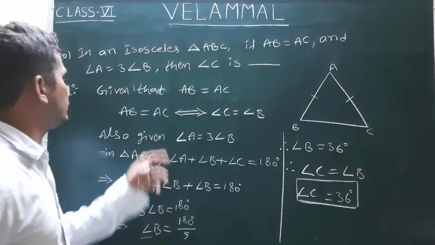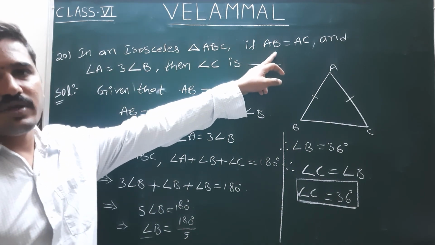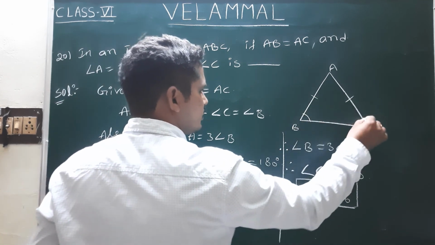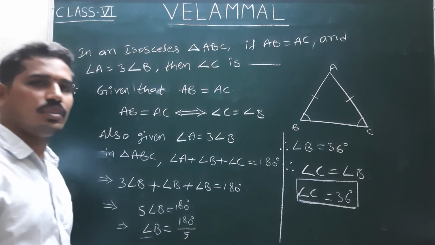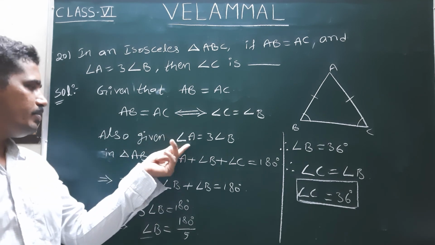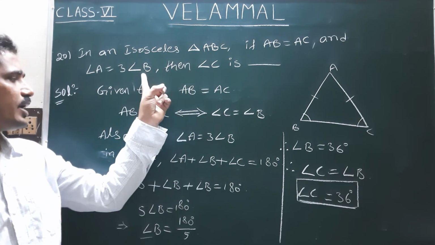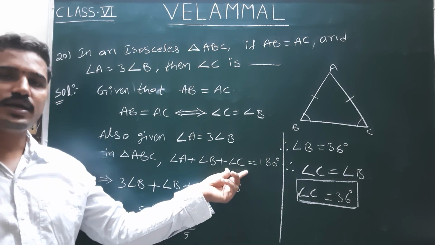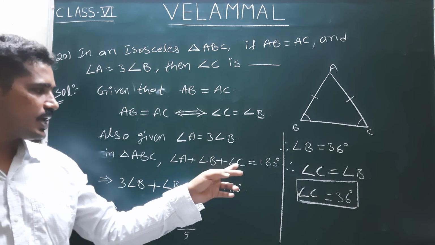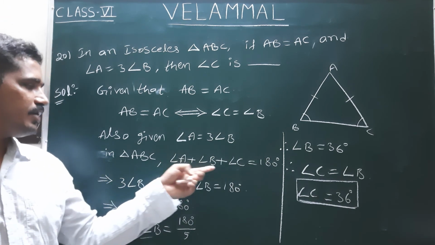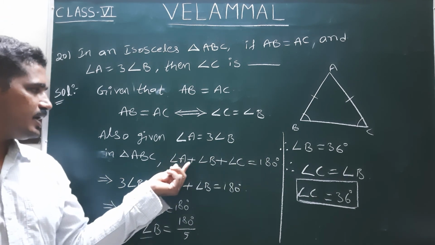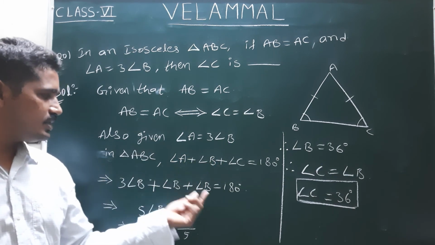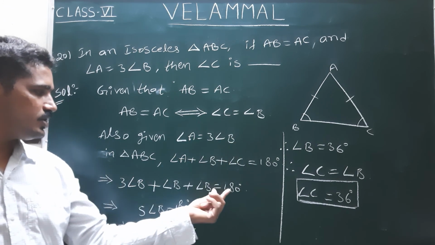Again I am explaining, children. It is isosceles triangle is given. Whenever isosceles triangle, these two sides are equal, in the sense these angles also will be equal. And angle A value is given as 3 into angle B. So in the triangle, sum of the angles is equal to 180 degrees. By that angle A plus angle B plus angle C is equal to 180. Here given values, if we are substituting, angle A is given as the 3 into angle B plus angle B as it is, and the angle C we can say as angle B.